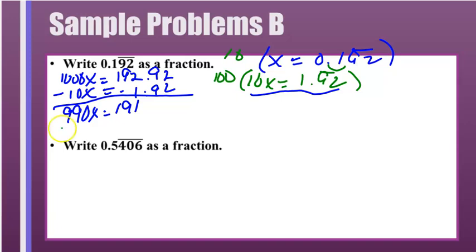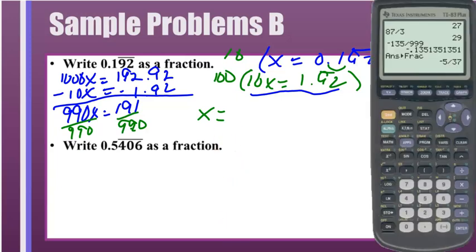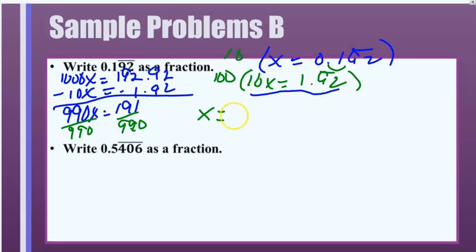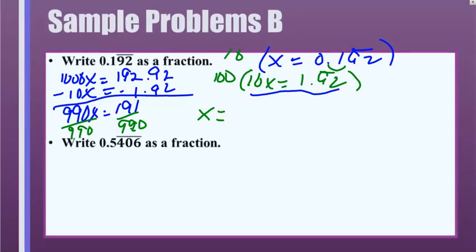Now to get x by itself, divide by 990 on both sides. And x is going to equal, and we're going to grab our calculator. We have 191 divided by 990, and that's going to give us a repeating decimal here. So let's hit our math button, hit enter. So that would be the reduced fraction, 191 over 990.